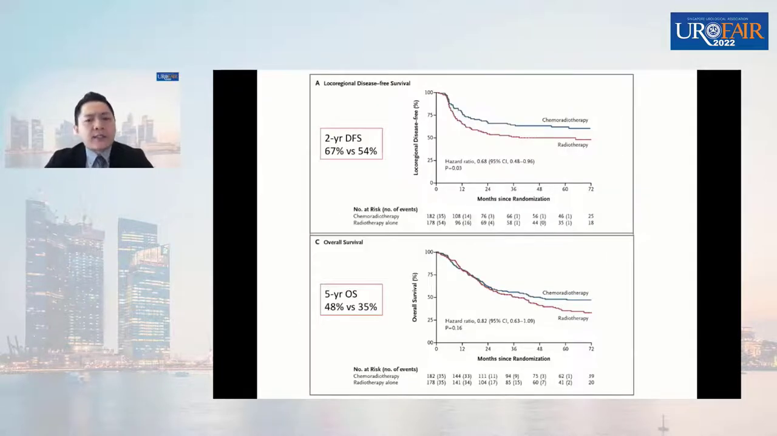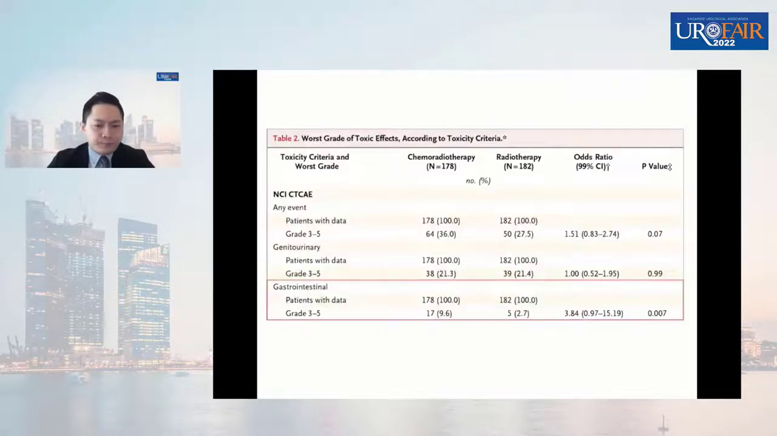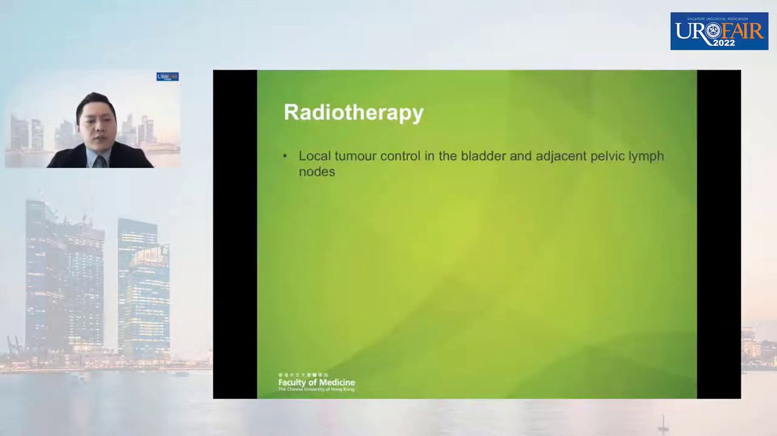And what he found is that the group undergoing chemo RT again has a much better survival outcome when compared to RT alone. The two-year disease-free survival is 67% compared to 54%. And even for the five-year overall survival, the chemo RT group is 48% versus 35%. So it proves that the addition of chemotherapy is actually very useful in addition to RT alone in patients undergoing a bladder-sparing approach. In terms of the toxicity, the overall grade 3 to 5 adverse event is more or less similar, but if we look into gastrointestinal toxicity, it's actually 9.6% in the chemo RT group versus 2.7% in the RT group. So this is something that we need to tell patients about.